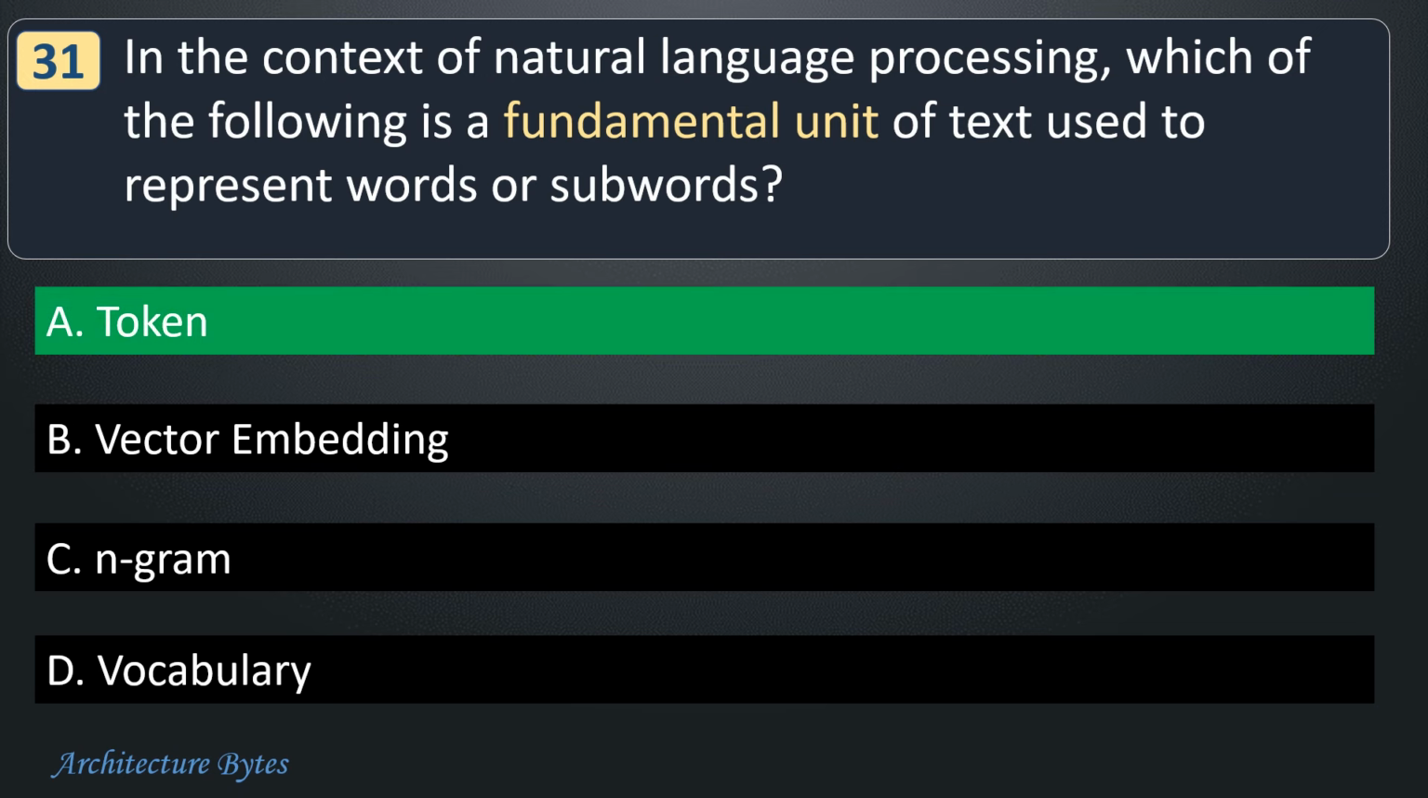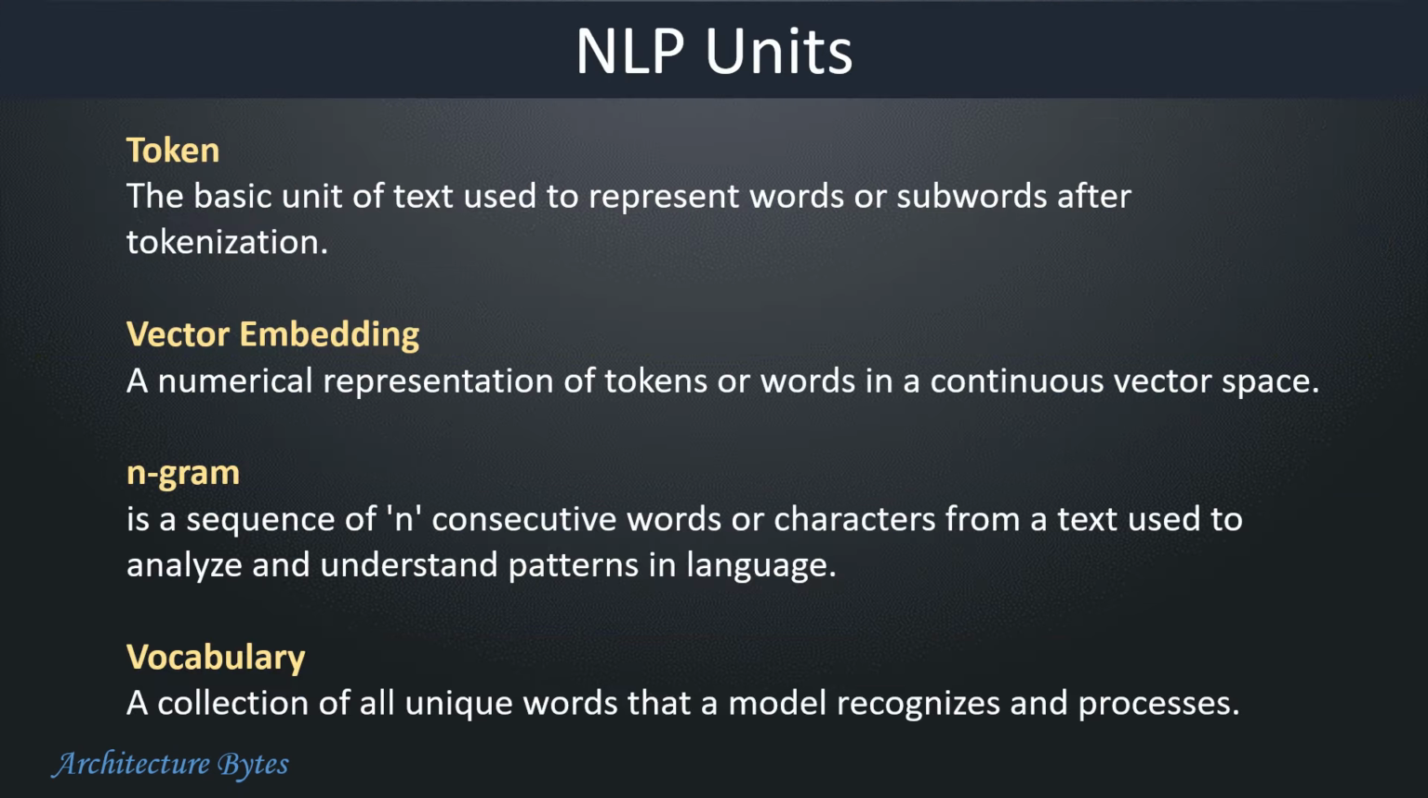Option A, token is the right answer here. Token is the basic unit of text used to represent words or subwords after tokenization. Vector embedding is a numerical representation of tokens or words in a continuous vector space. N-gram is a sequence of n consecutive words or characters from a text used to analyze and understand patterns in language. Vocabulary is a collection of all unique words that a model recognizes and processes.